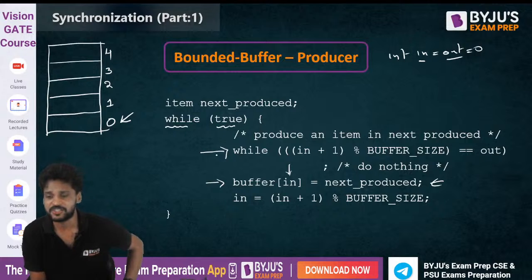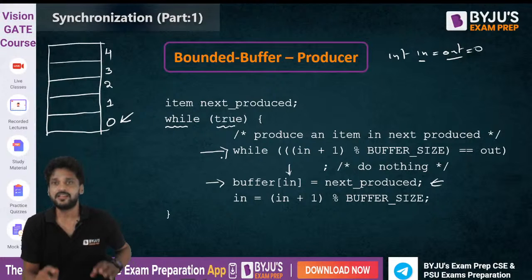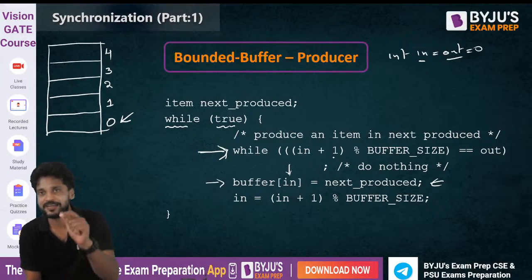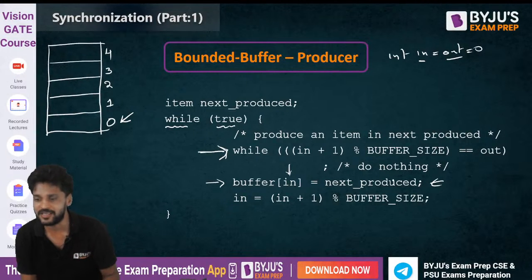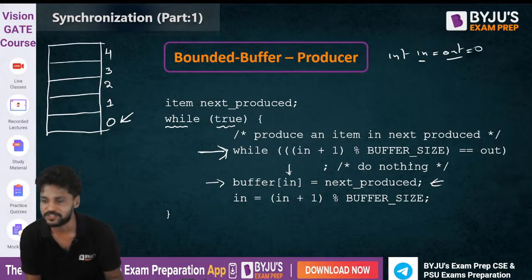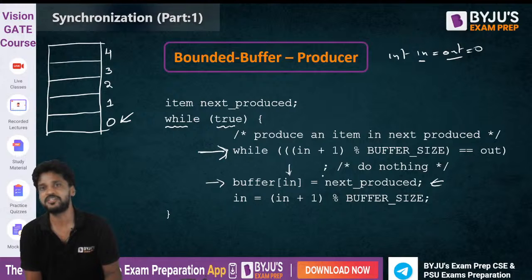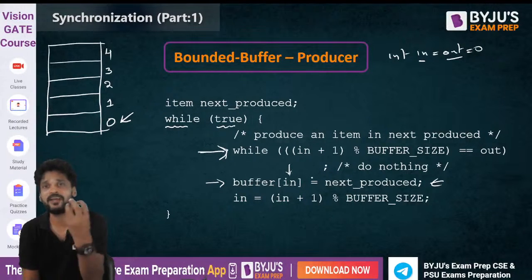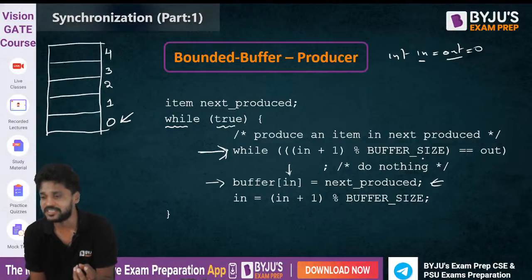Now, what is the restriction? The restriction is that the producer will not produce if the condition gets satisfied. We are going to restrict the producer. If the condition in the while loop gets satisfied, the producer will be caught in the infinite while loop. You can see this: if (in + 1) % buffer size equals out, there is a semicolon. That semicolon traps the producer in the infinite while loop when this condition gets satisfied.